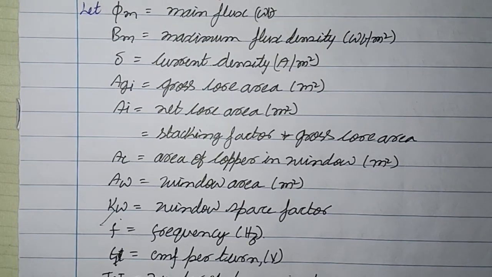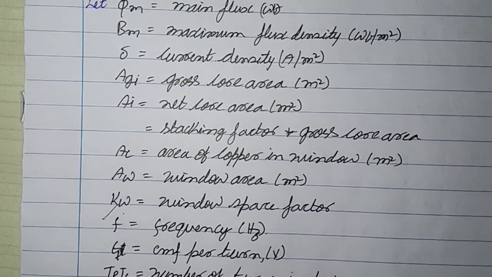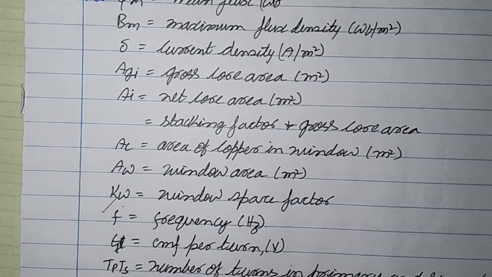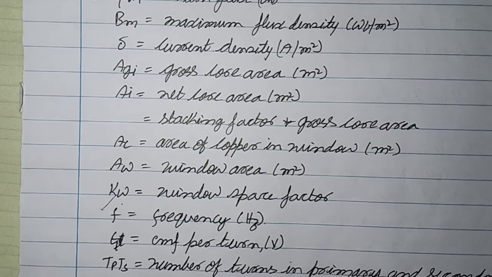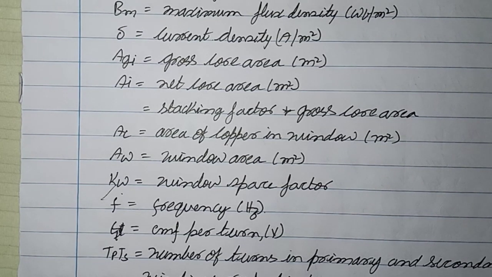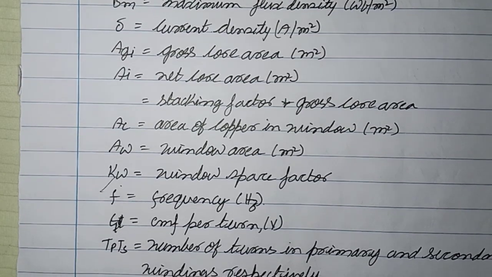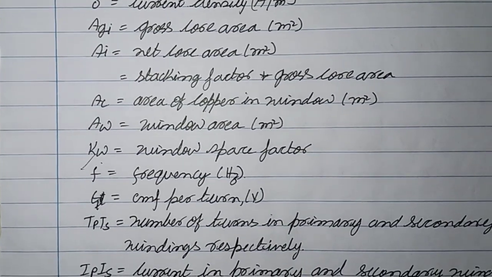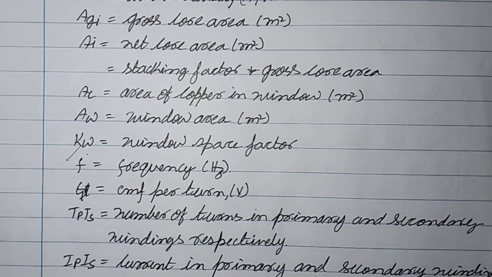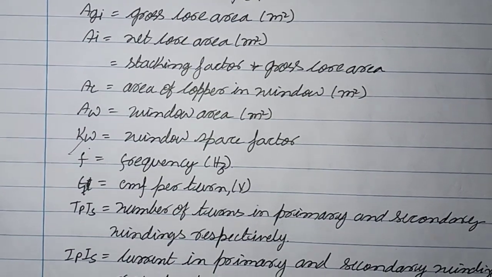Then we have the AC, that is the area of core copper in window in meter square, and AW, that is the window area in meter square. KW, the window space factor, which is a ratio which we will see in the derivation. Then F is the frequency in hertz. The next one is ET, that is the EMF per turn in voltage. Then we have TP and TS. They are nothing but the number of the turns in primary and secondary windings respectively.